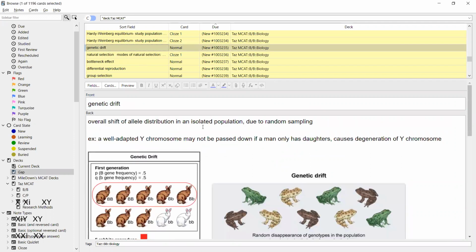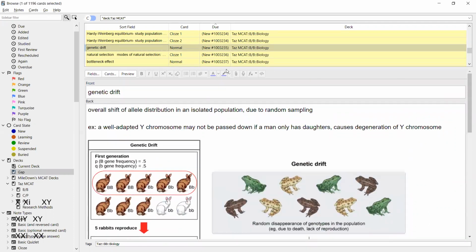And genetic drift. I think genetic drift is what we can talk about next. So again, we're still talking about the idea of the species and evolution and stuff. So in genetic drift, we have a shift of the allele distribution in an isolated population because of random sampling. So what does that mean?